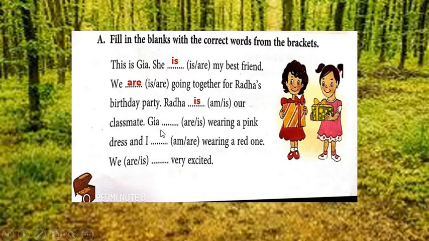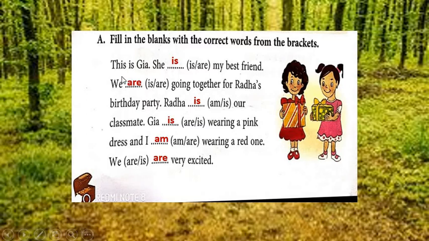Jia, then there is a blank here. Jia is wearing a pink dress. And I, am or is, wearing a red one. And I am wearing a red one. We are very excited.